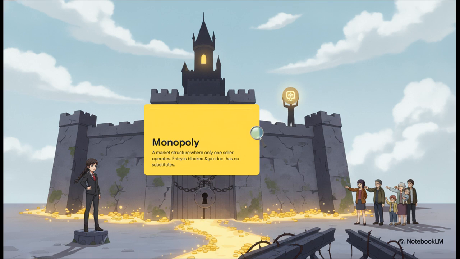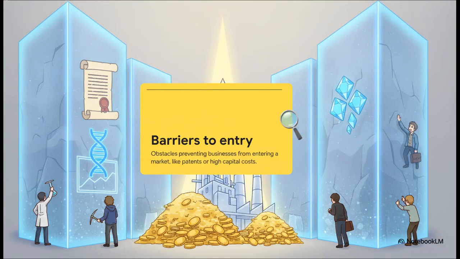And because there are zero close substitutes for whatever they're selling, consumers really only have two choices: pay the asking price or go without. Now, you might be wondering, how on earth does a monopoly stay a monopoly? Why doesn't anyone else just start selling the same thing? Well, it's all about barriers to entry. Think of these as massive, invisible walls protecting our single seller from hungry competitors.